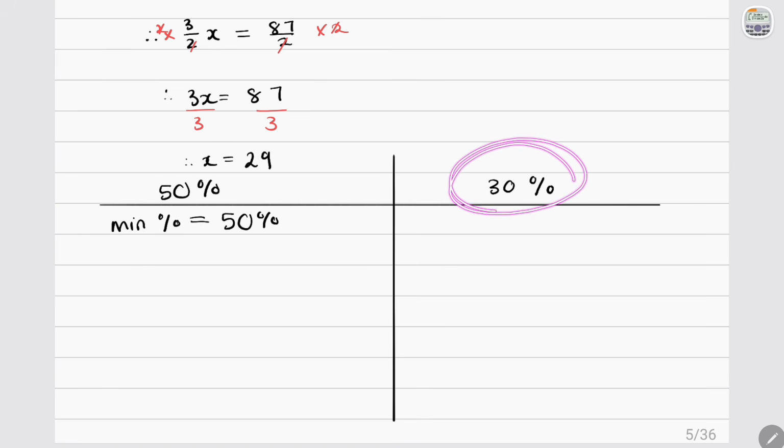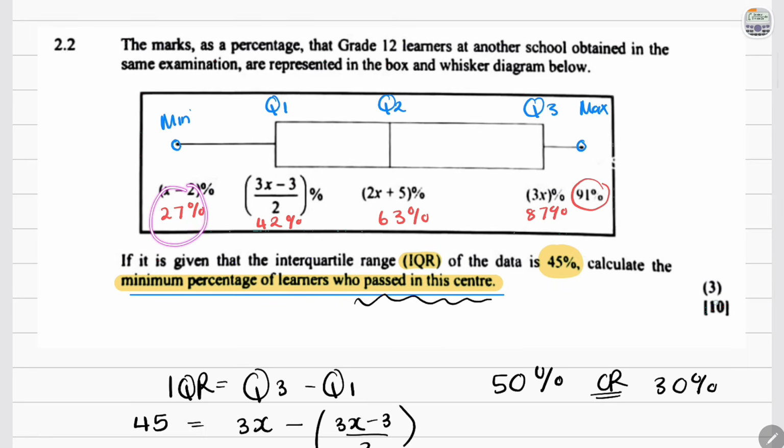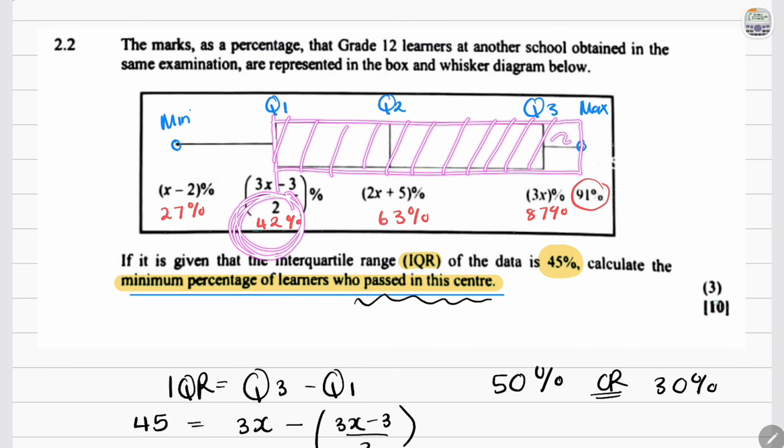Now, let's say the pass mark was 30%. So if the pass mark was 30%, then we could look at it like this. The pass mark is now 30%. These are all the marks that they would have gotten in each of these quartiles. So there is 27%, but you see that at Q1 we have 42%. So it means that everybody here would have scored more than 30%, because they've scored more than 42%. That's way above 30%. So everybody here would have scored more than 30%.